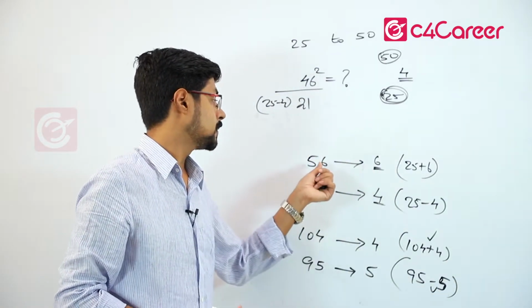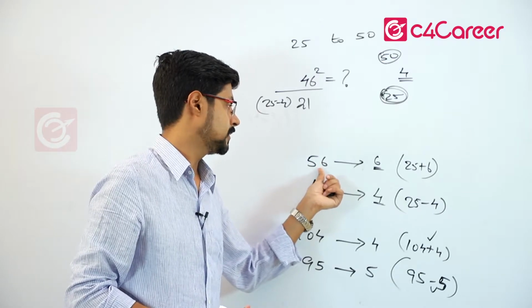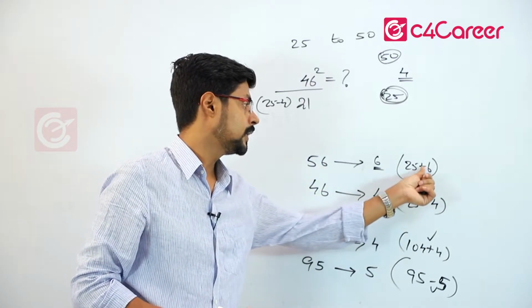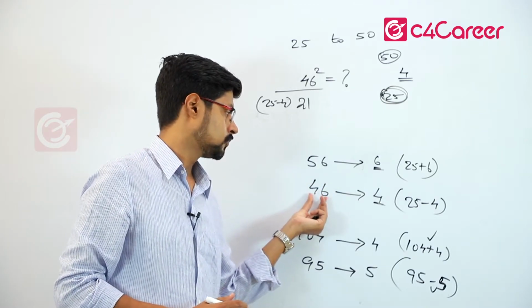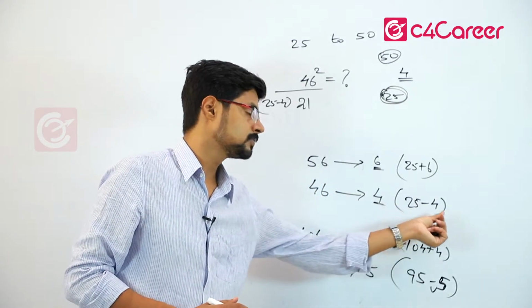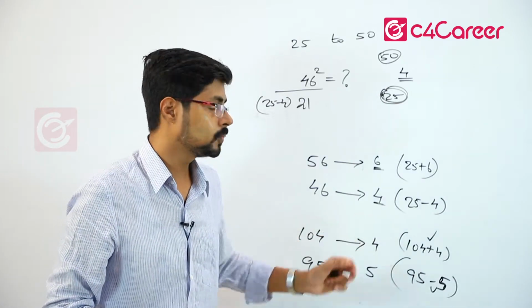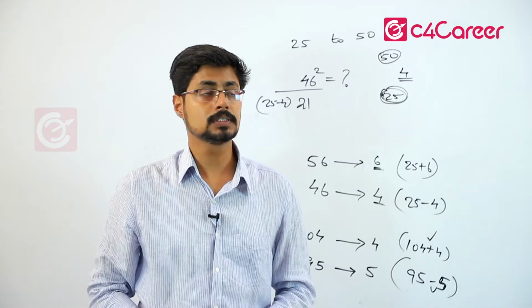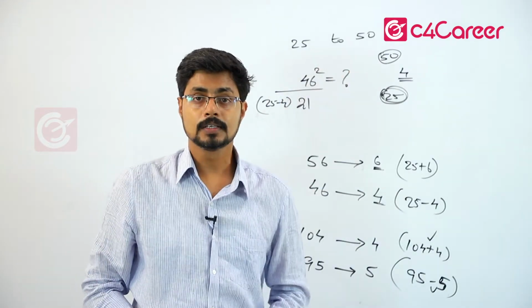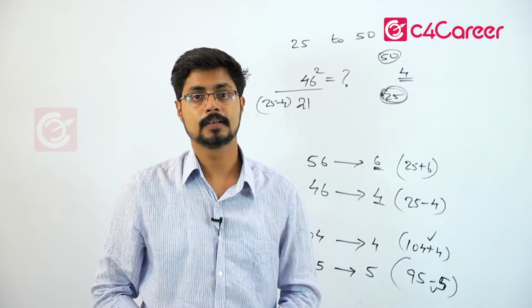Same logic here. If the number is greater than 50, 56 is greater than 50, we will add 25 plus the difference. If the number is less than 50, so 46, we will subtract the difference from 25. I hope this is clear to you. This is an important thing you have to understand. So next we will practice some questions in this range 25 to 50, so that we are more thorough with this technique.